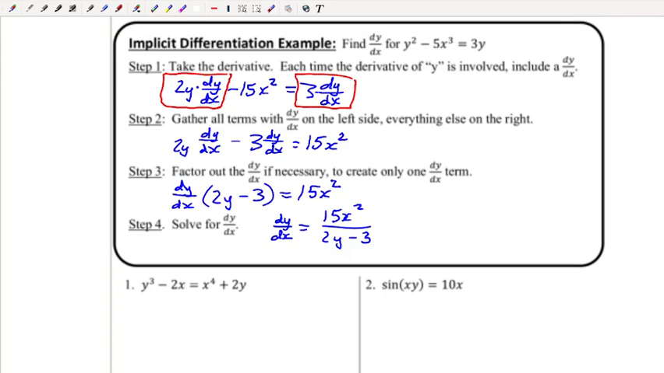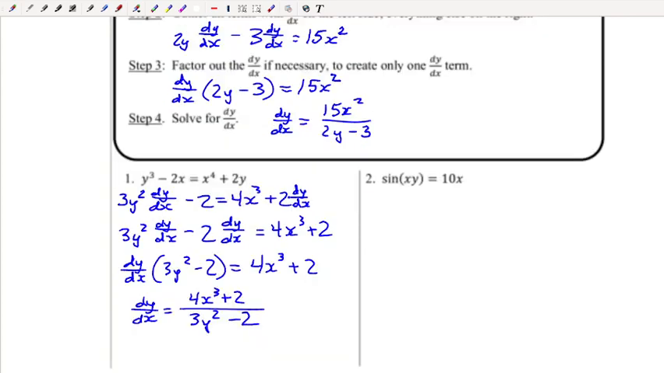So there it is. Got the answer? Double check the steps all match up. Again, this is step 1, step 2, step 3, step 4. So it should be fairly straightforward to follow along and see how you did. Let's take a look at number 2, which is just a little bit more complicated.